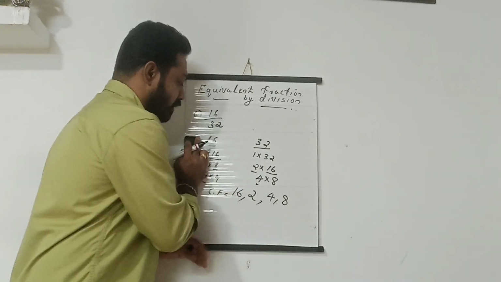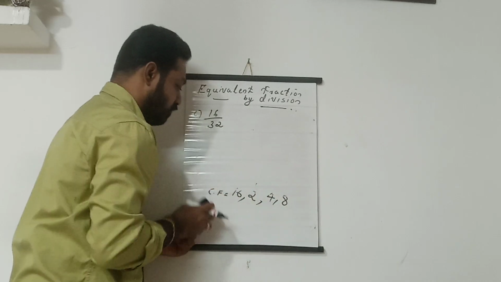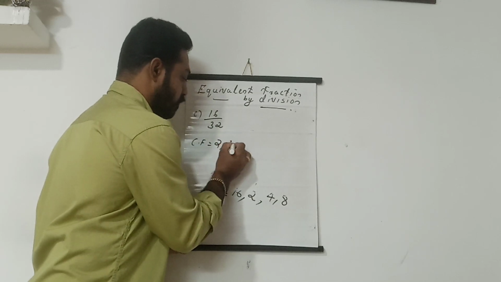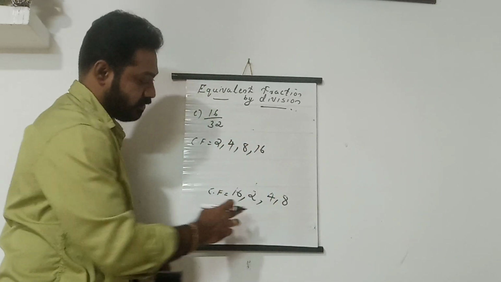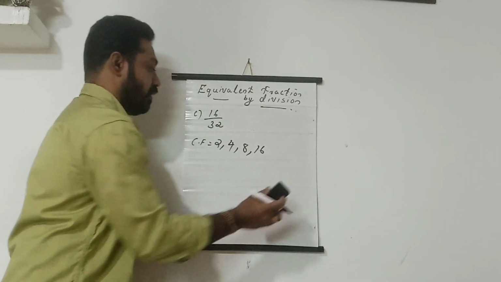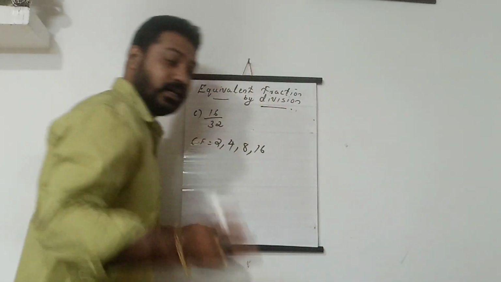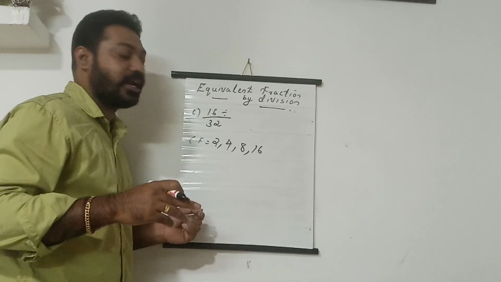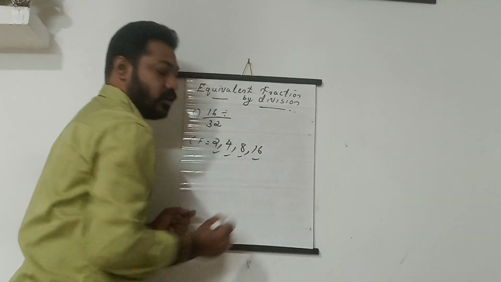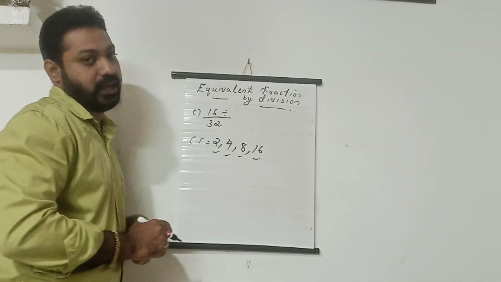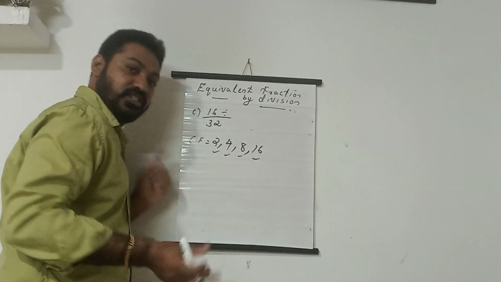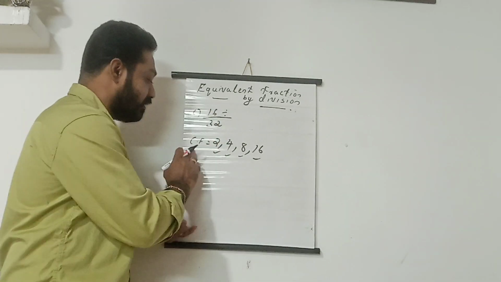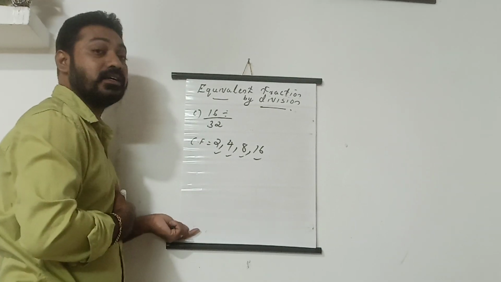Okay. Now using this we are going to find the answer. What are the common factors we found? I'm writing 2, 4, 8, 16. I arranged it this way. Now if you divide both the numerator and denominator using these common factors, then you will get the answer. That means to get the equivalent fractions by the division method, you have to divide both the numerator and denominator by the common factors of 16 and 32.